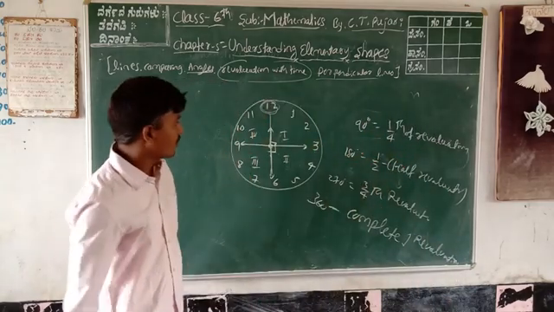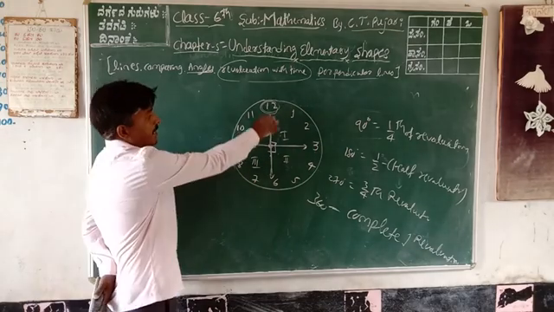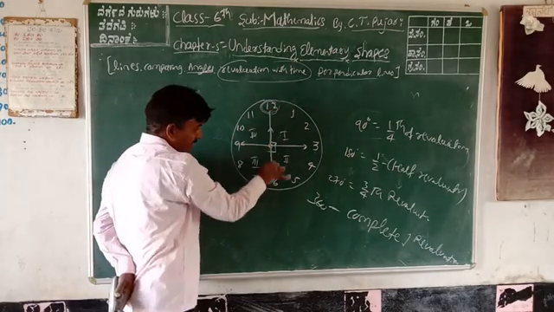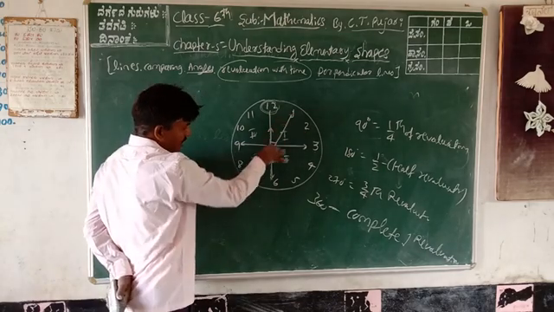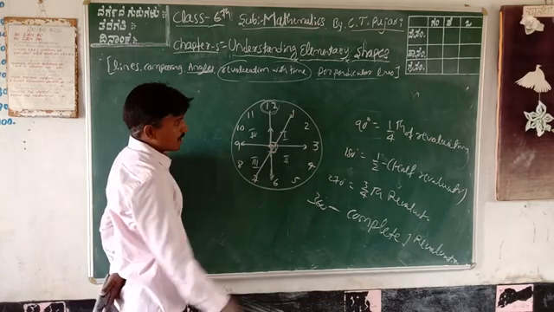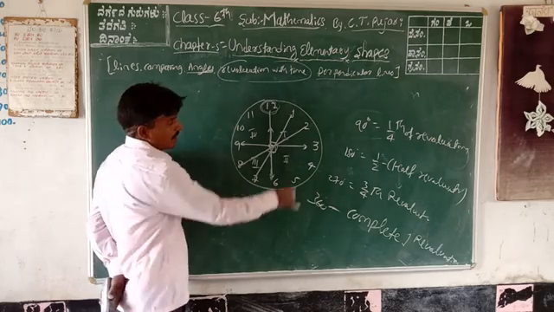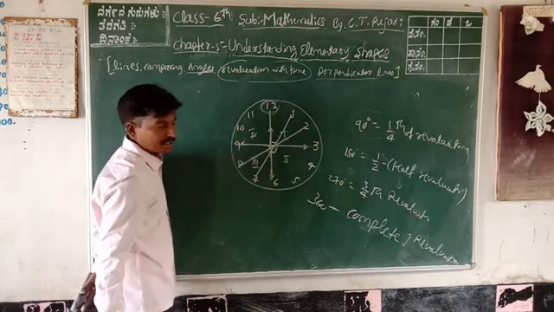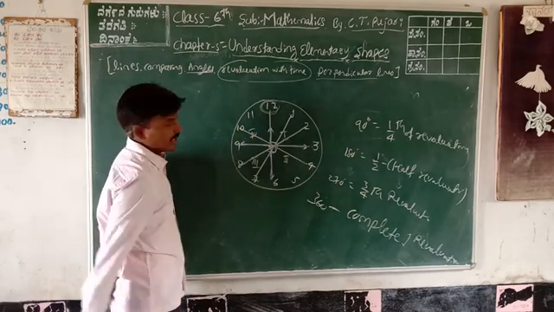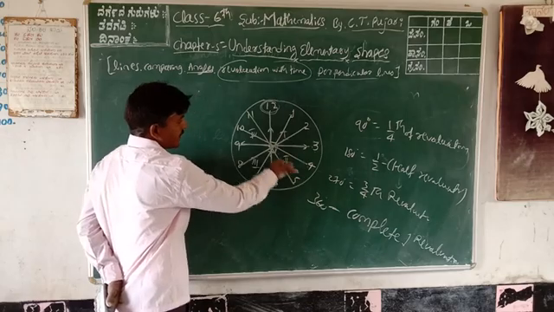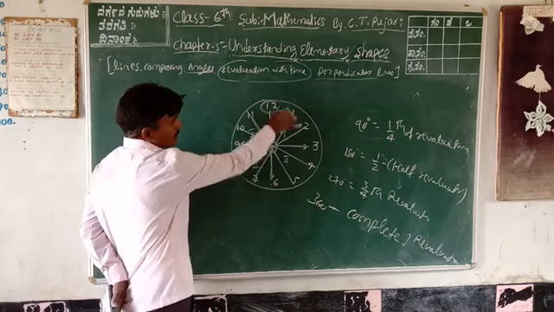Now you can study in your clock: 6 to 12 is 180 degrees, a straight line. Also 1 to 7 is a straight line, 180 degrees. 2 to 8 is 180 degrees. 3 to 9 is also 180 degrees. Next, 4 to 10 is also 180 degrees. Next, 11 to 5 is also 180 degrees. Next, 6 to 12 is also 180 degrees. Next, 7 to 1 is also 180 degrees.